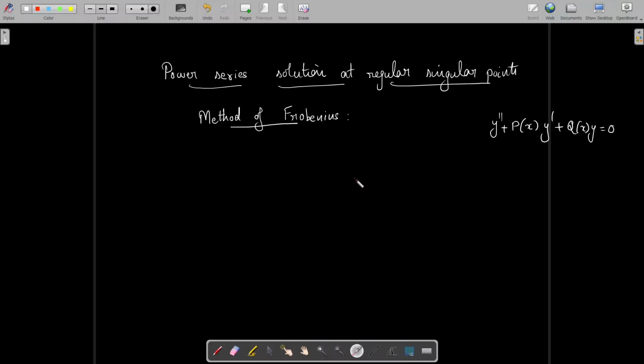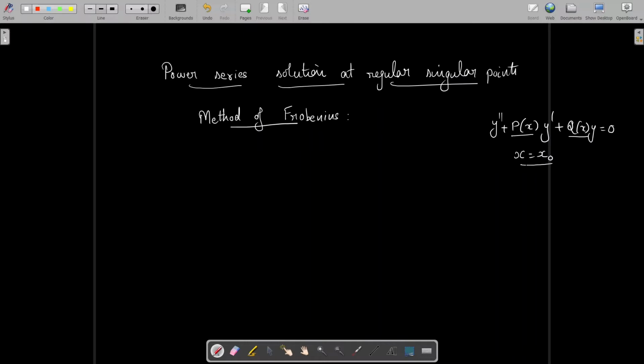In the last class, we discussed regular singular points of a second order linear homogeneous differential equation. What do we mean by a singular point? Consider the differential equation y'' + p(x) y' + q(x) y = 0. If x = x0 is a singular point, it means that p(x) or q(x) is not analytic at x0.